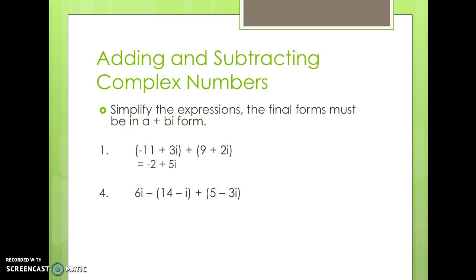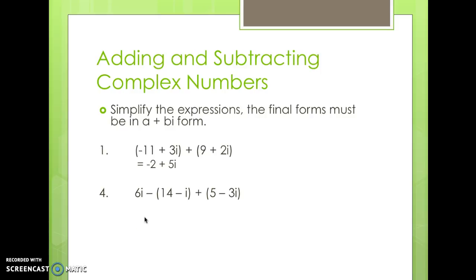Now for number 4 on your note packet, we have 6i minus parentheses 14 minus i plus 5 minus 3i. Here we also want to combine like terms. And we also have this negative right in front of the parentheses. So we want to distribute this negative to both the 14 and the i. So it becomes -14 and positive i.